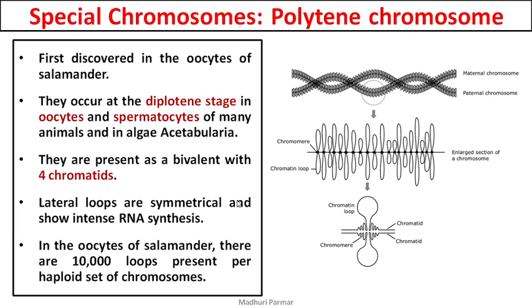In oocytes of salamander there are 10,000 loops present per set of haploid chromosome. So if you take a haploid chromosome, which means it only has one of either the mother or the father chromosome, and you look at it, you will find 10,000 loops present on one set of haploid chromosome. Fine. This is how it looks, the chromomere, which is a condensed form of the DNA. It looks a little granular, it looks a little dark, and when you look at the loop, it is a single strand of DNA going out from the normal axis.